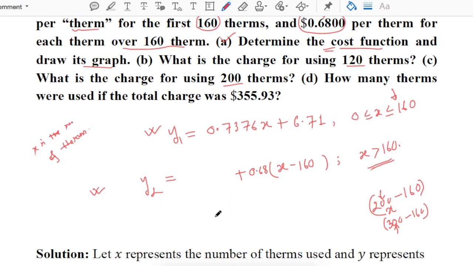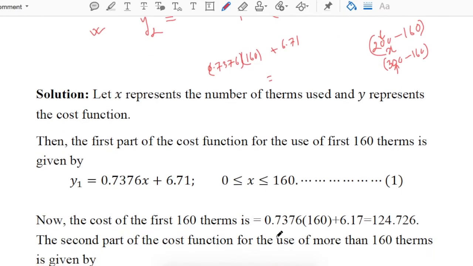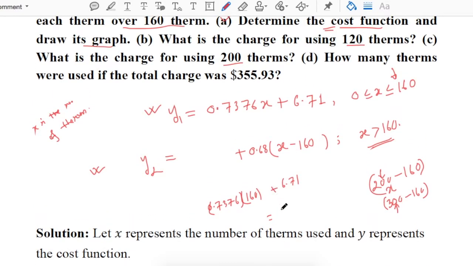And for the first 160 therms the payment will be the same, and if you put 160 here, it will be 0.7376 times 160 plus 6.71. This will be equal to 124.726.